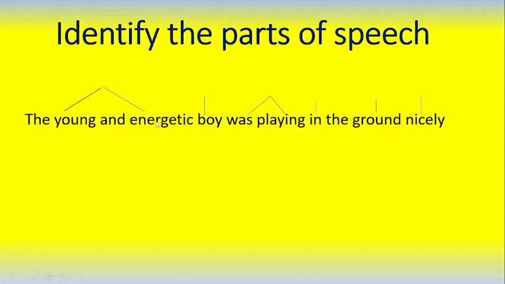So what is young and energetic? Young and energetic is an adjective. It describes the noun boy. Boy is a noun here. Was playing is a helping verb plus main verb, so it is a verb. In is a preposition. The ground is a noun again. And nicely is an adverb which describes how he was playing. He was playing nicely. This is how we can identify various parts of speech in this sentence.